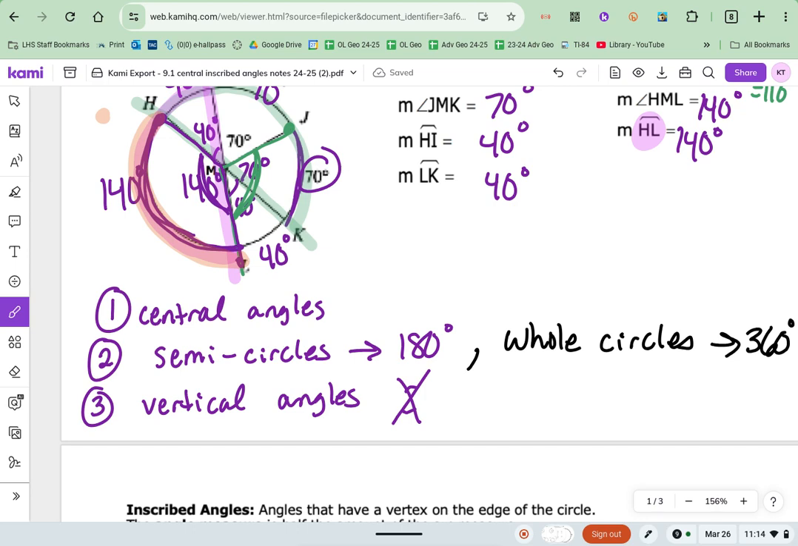I'm stuck, because I think I got everything. So VE, that's this angle. Let's follow the angle arms out. The angle arms go up to here. How much is between the angle arms? 180, so it's 90, right? It's 90.